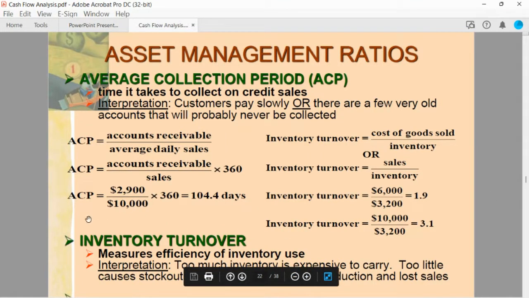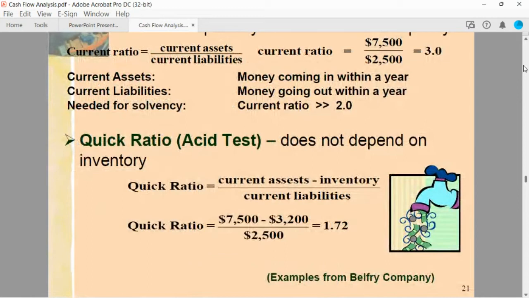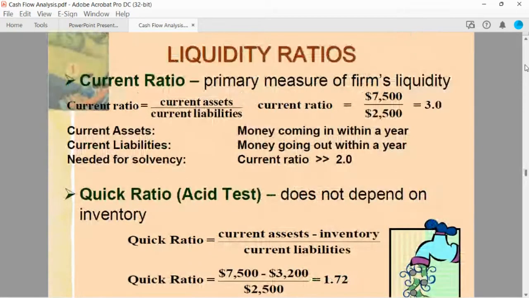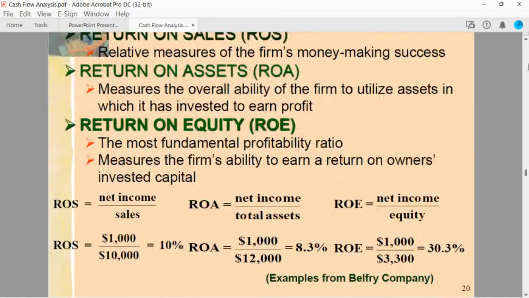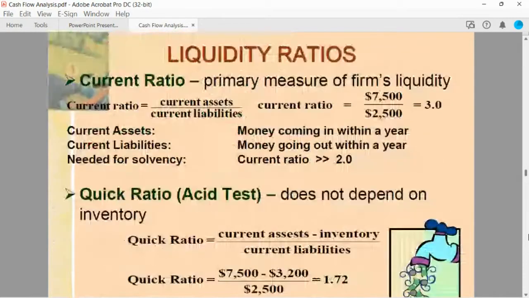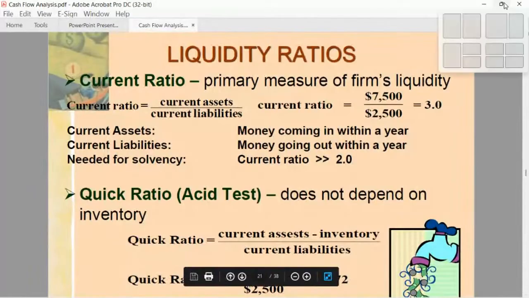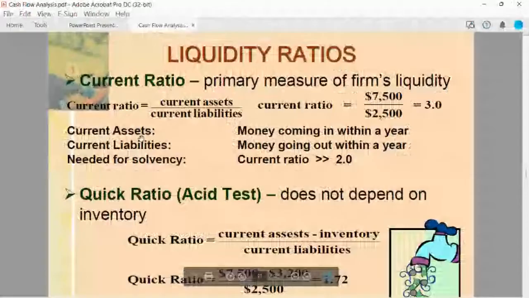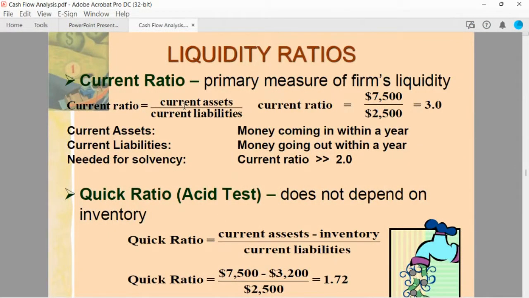Although the lower this average collection period number, the better it is. If the average collection period is low, that means your cash flow and your liquidity are good, right? So that's why you can also associate it with the liquidity ratios. And so in liquidity ratios, it's basically current ratio and quick ratio. Current ratio is literally the ratio between current assets and current liabilities.